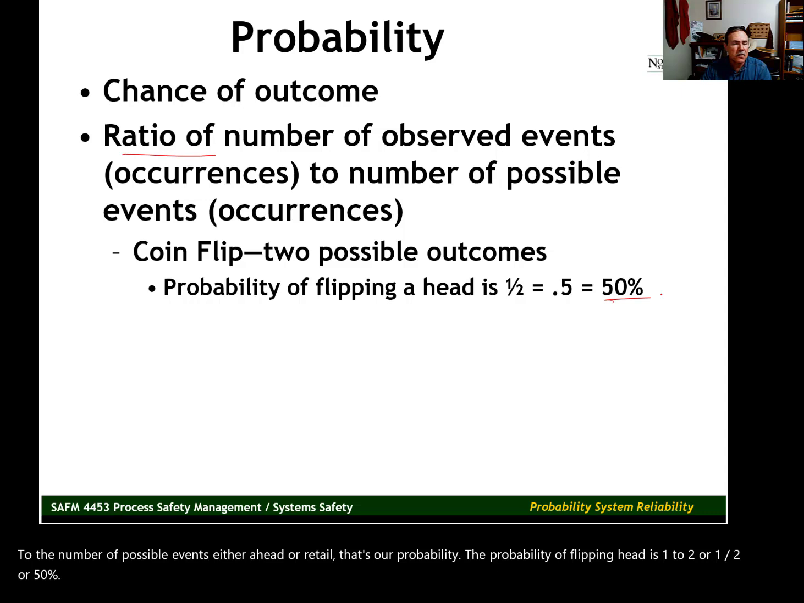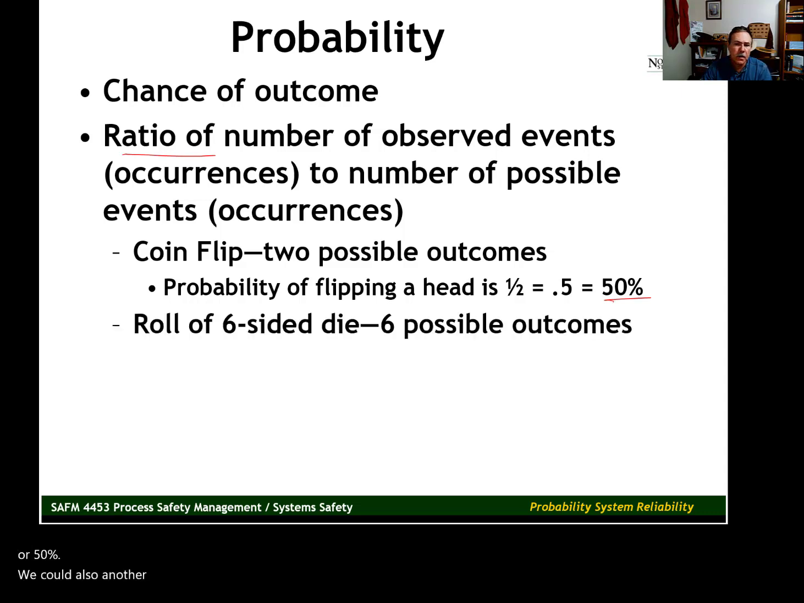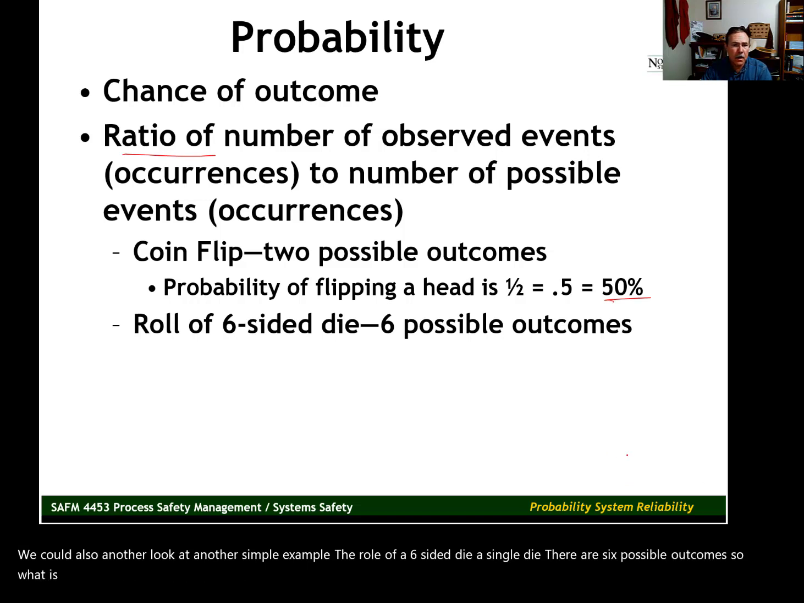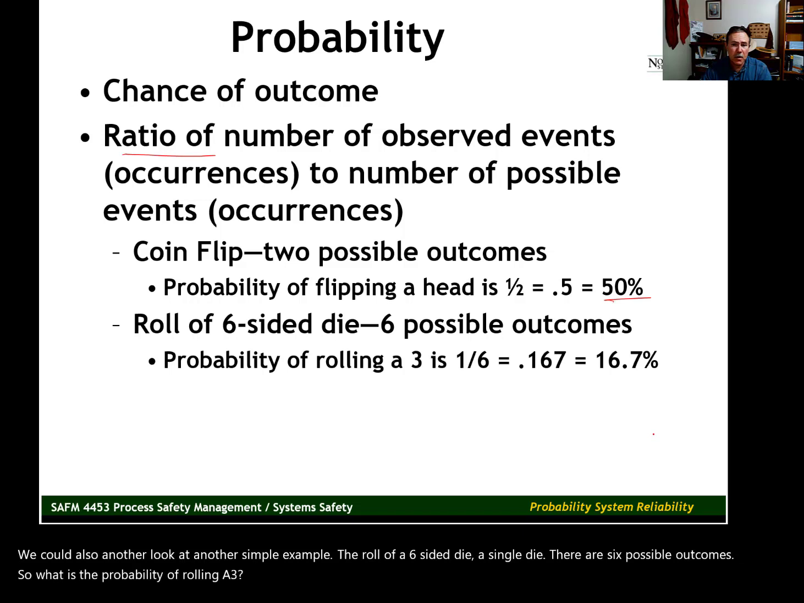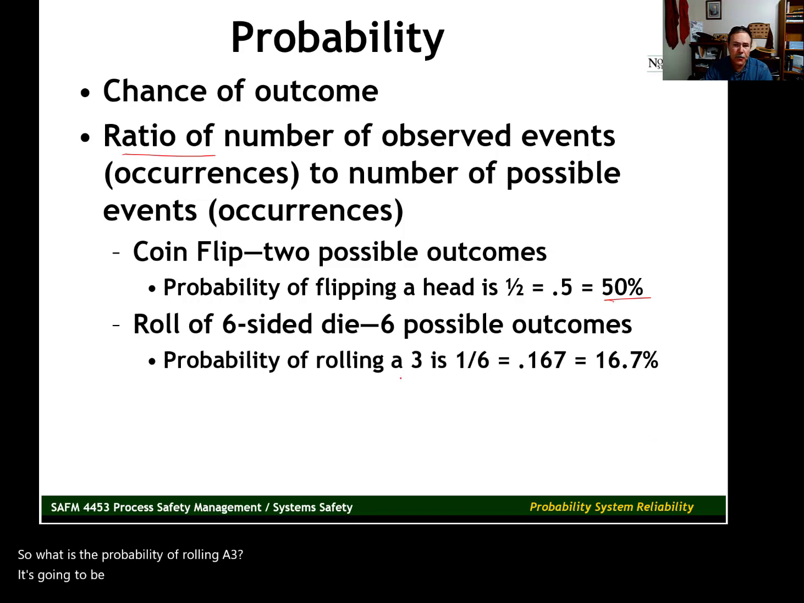We could also look at another simple example, the roll of a six-sided die, a single die. There are 6 possible outcomes. So what is the probability of rolling a 3? It's going to be 1 out of 6. 3 is one possible outcome, one event out of 6 possible outcomes. The ratio 1 to 6, 16.7%.